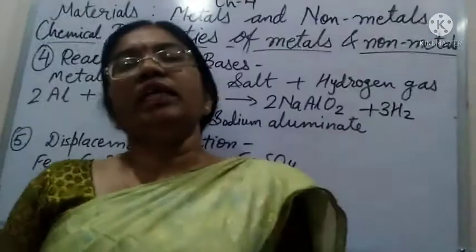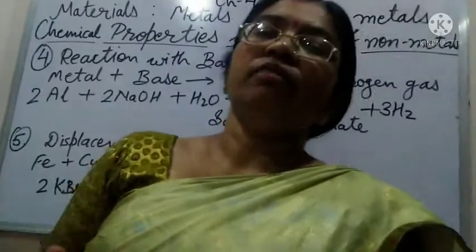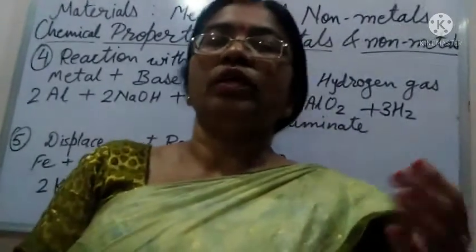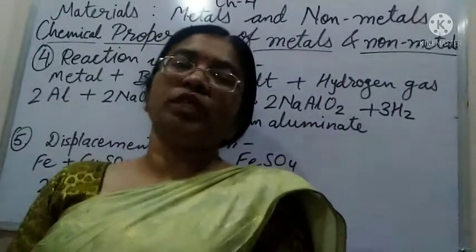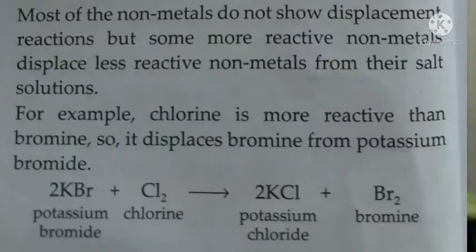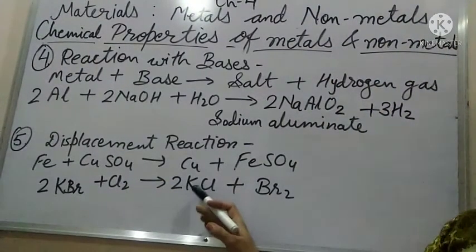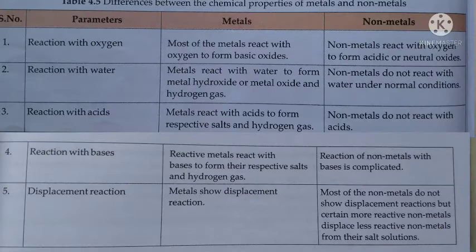So if a more reactive metal reacts with a compound in which a less reactive metal was involved, then the less reactive metal will be displaced by the more reactive metal, and this is shown by a displacement reaction. Most non-metals do not show displacement reactions, but some more reactive non-metals displace less reactive non-metals, as shown in this reaction. Here chlorine is more reactive than bromine, so it displaces the bromine, and potassium chloride is formed.